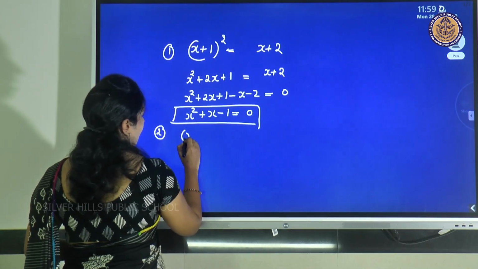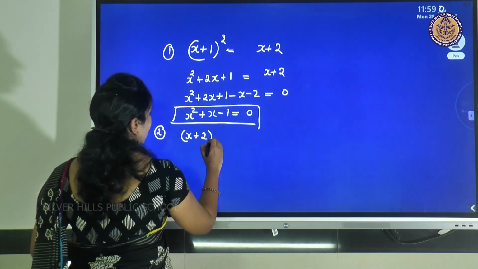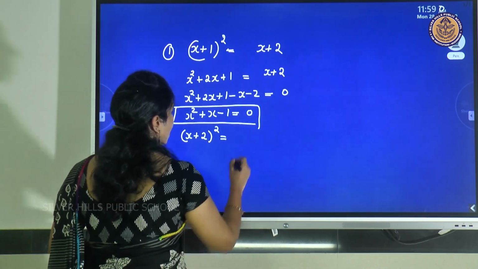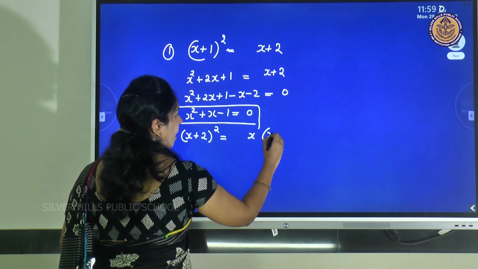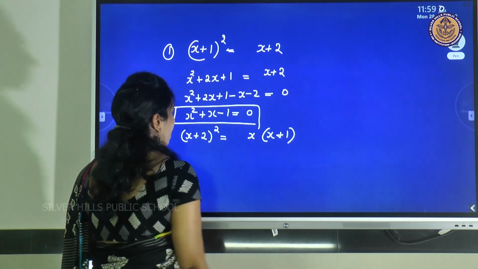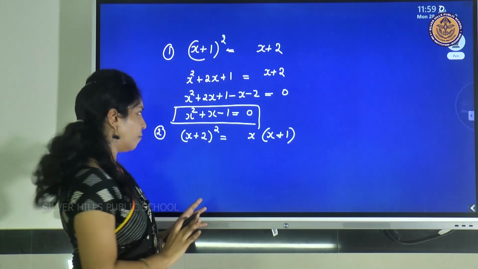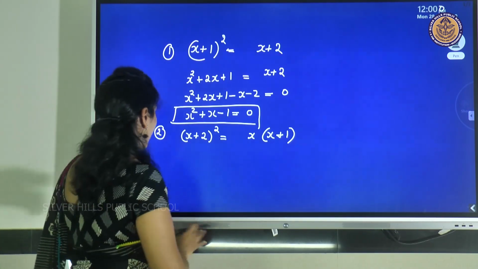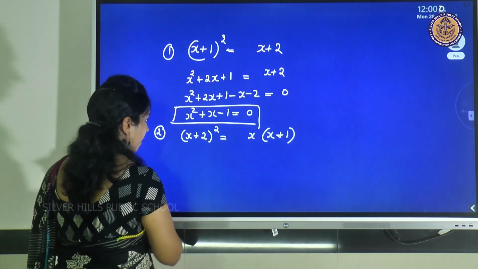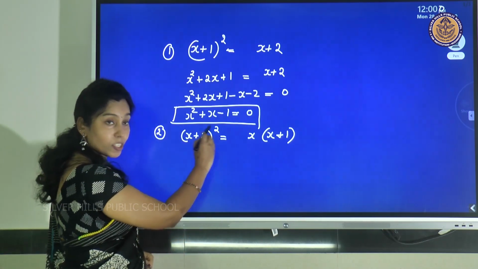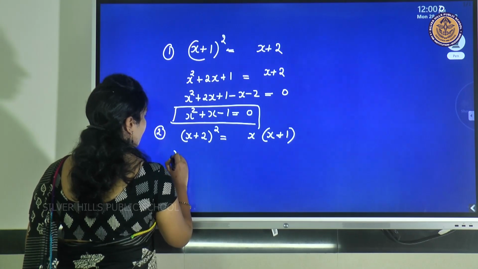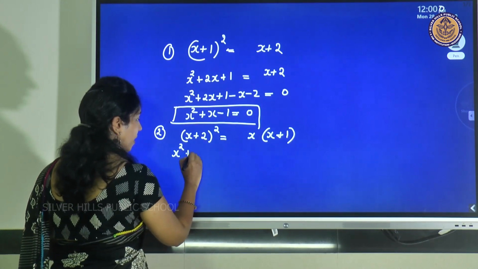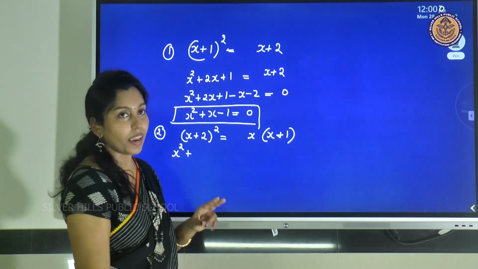Let us consider (x plus 2) the whole square is equal to x into (x plus 1). Again this is not in the standard form. Now let us see whether we can reduce it into the standard form. Let us simplify the left side. It is of the form (a plus b) the whole square. So I can write it as x square plus 2ab.